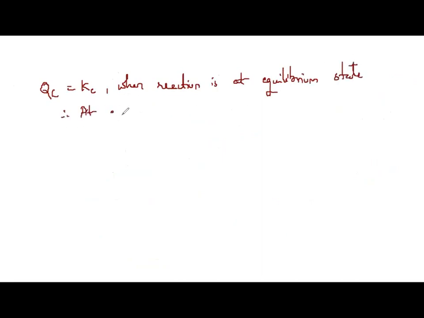Therefore, from this, what information can I state? Qc becomes equal to Kc when a reaction is at equilibrium state. Correct? Therefore, at equilibrium, I can say Qc is equal to Kc, or it is equal to Kp, or it is equal to Kx. This is the first point.